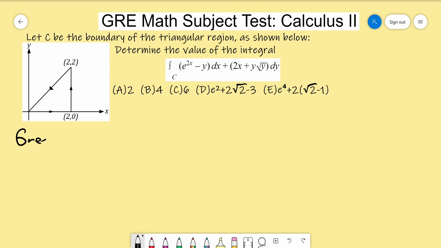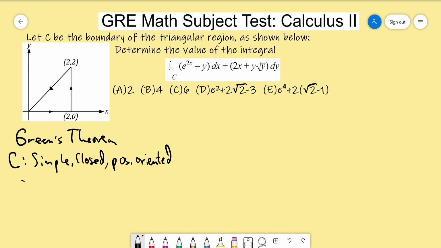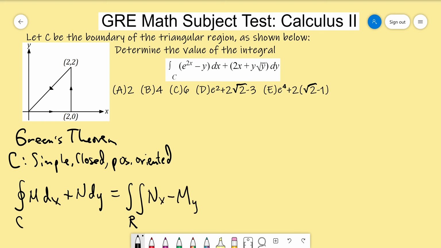I'll just remind you what Green's theorem says. Green's theorem says that if you have a simple, closed, positively oriented curve, in other words, it's going counterclockwise, then the line integral around that curve, which is of the form M dx plus N dy, where M and N are functions of x and y, is actually equal to the double integral over the region R inside of that curve, of the partial derivative of N with respect to x minus the partial derivative of M with respect to y.